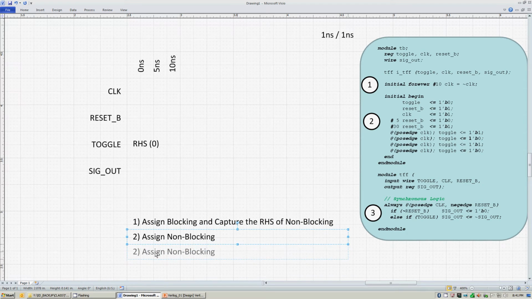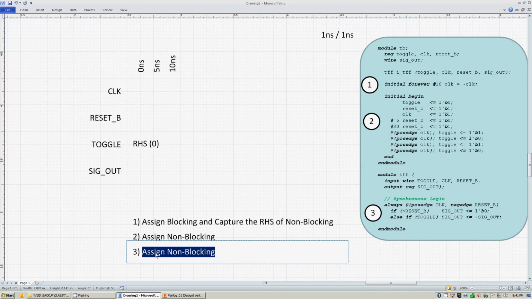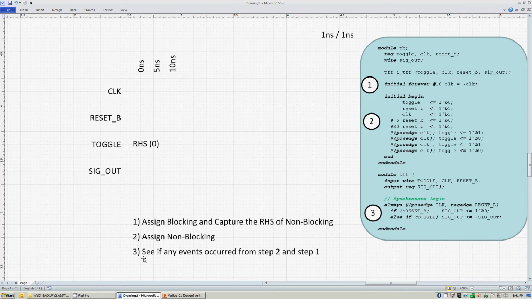Step 3, and this is actually going to get more complex as we go on in the course. Step 3, what we're going to do is see if any events occurred from step 2 and step 1. If so, we're going to loop back around.